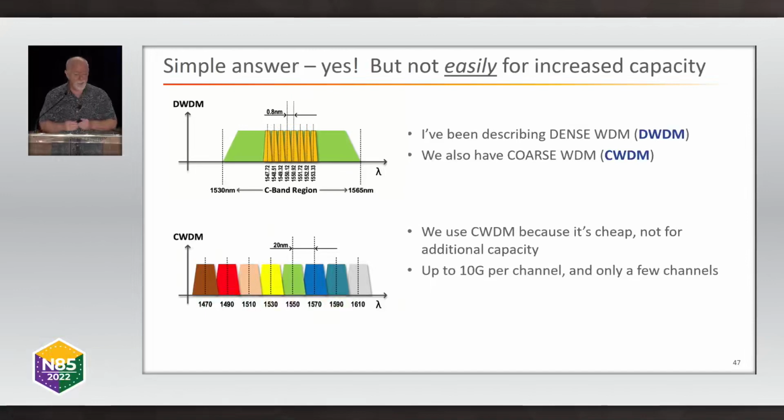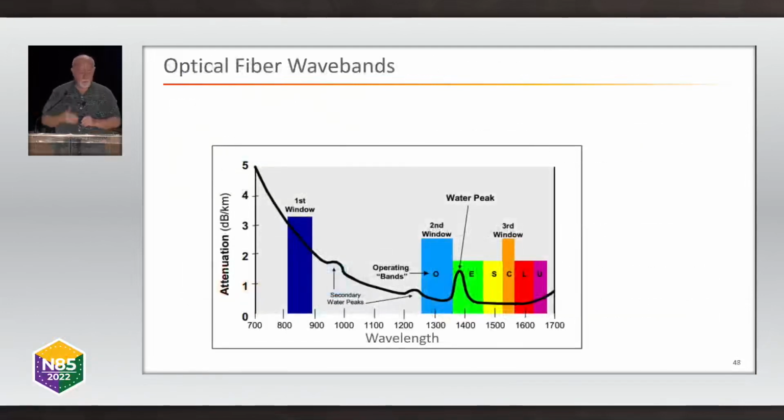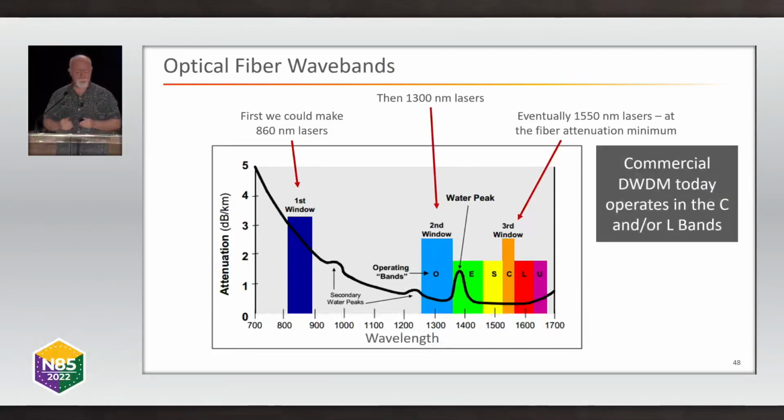And it's typically a 10 gig per channel, only a few channels, and it's used in unamplified short distance applications. But it is proof that we could use these other bands. In other words, we can build lasers that can transmit across any of these bands. These optical fiber wave bands essentially evolved as laser technology did. The very first lasers we could build operated at the very edge of the visible spectrum, at 860 nanometers. Then we had 1310 nanometers, and then we had 1550 nanometer lasers. So we can build lasers across any of these wavelengths.